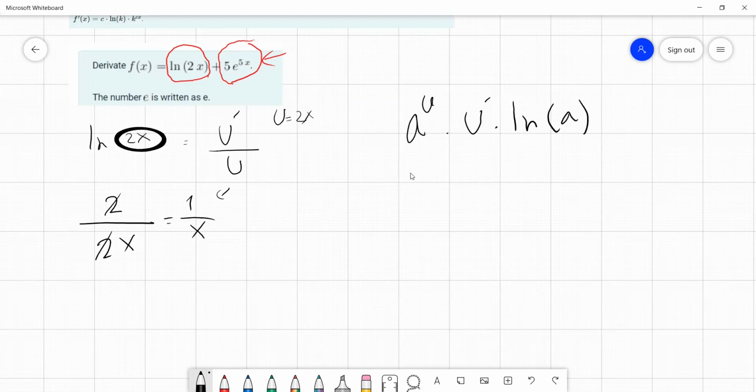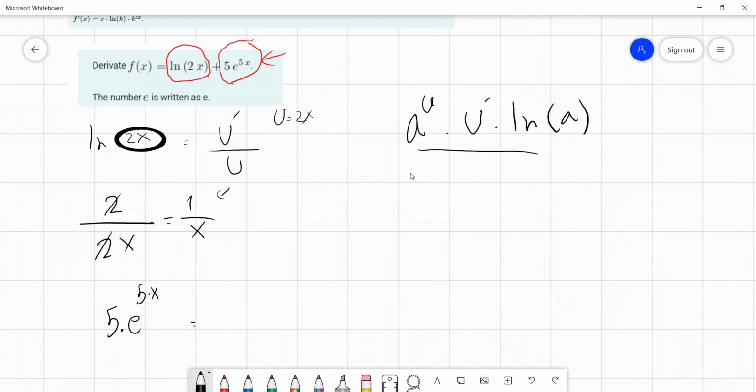Now let's dive into the perhaps more challenging part, which is 5 times e to the power of 5 times x. Of course, there are 2 methods we could use. If you're very familiar with this, you could just go with the chain rule, but let's use this new formula that we just learned. So 5 times e to the power of 5x. This is a multiplication, so we also have to use the product rule in combination with this modified chain rule that we learned.